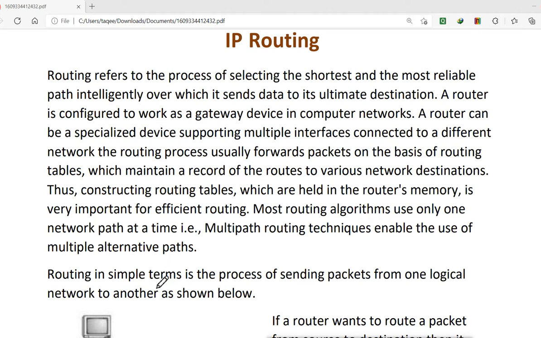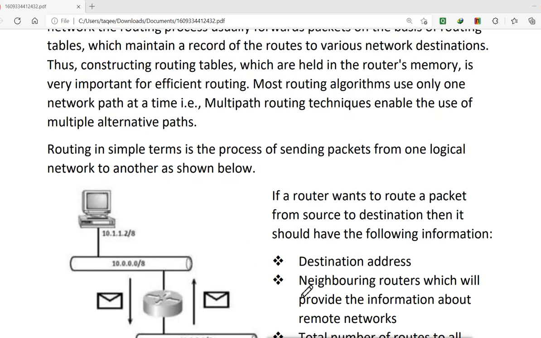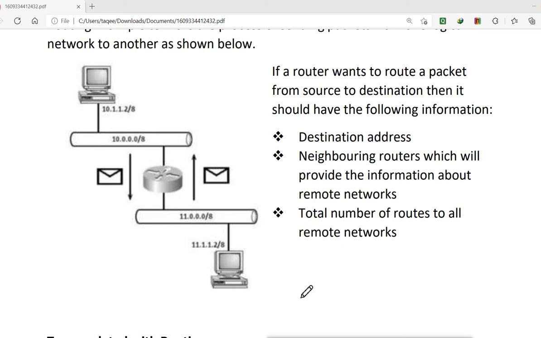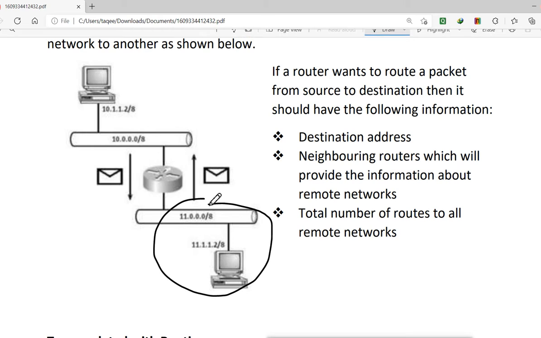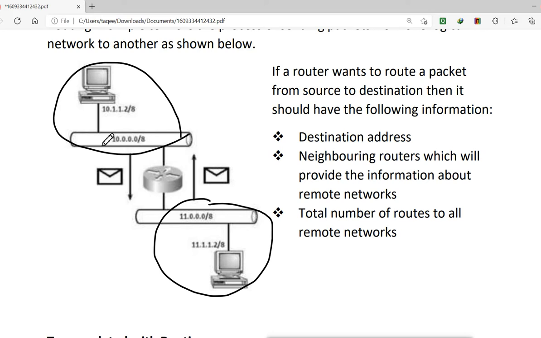Routing, in simple terms, is the process of sending a packet from one logical network to another logical network, like you see in this image. This is our network 11 and this is our network 10. Sending the packet from one network to the other is called routing, and it can only be done by the router, because the router is the device which can connect two different networks. It is sitting in the gateway.